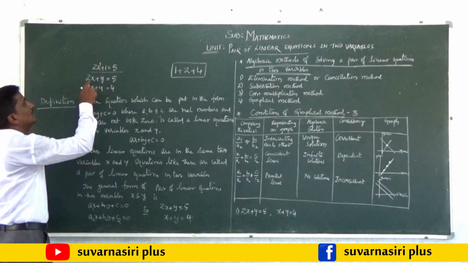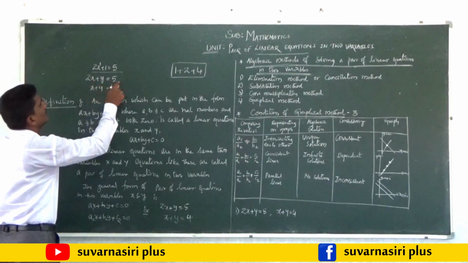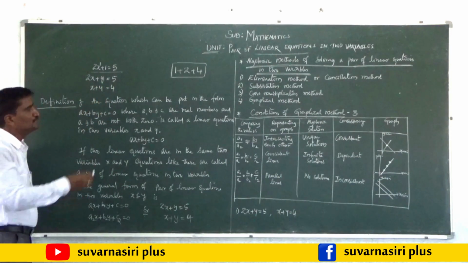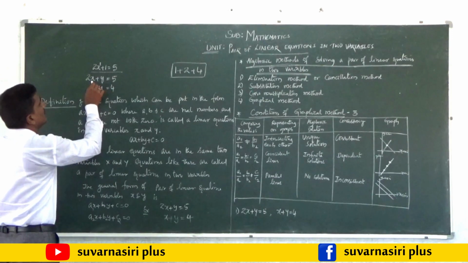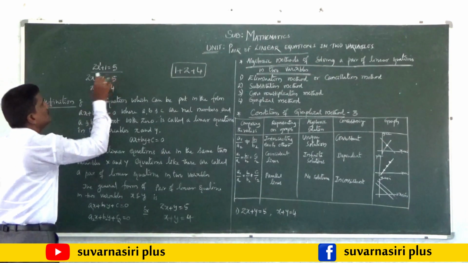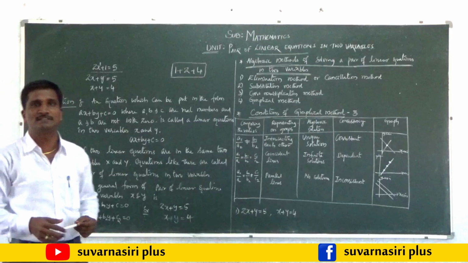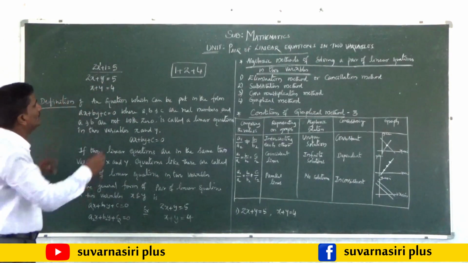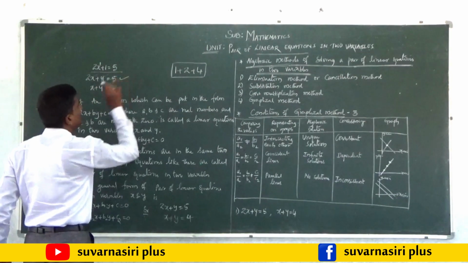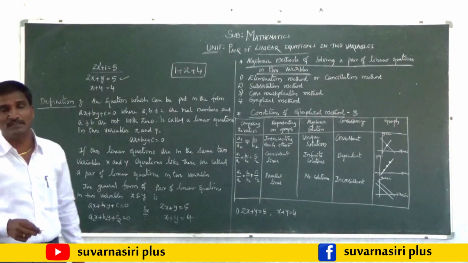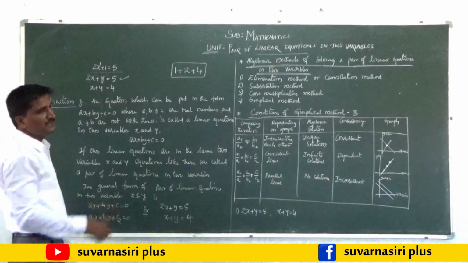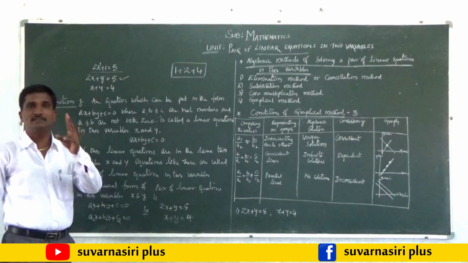We can have two variables in a linear equation, for example 2x plus y is equal to 5. Here you see, one variable is x and the other variable is y. Two different variables are there. So we can call this a linear equation in two variables. But a pair means we want two linear equations in two variables.